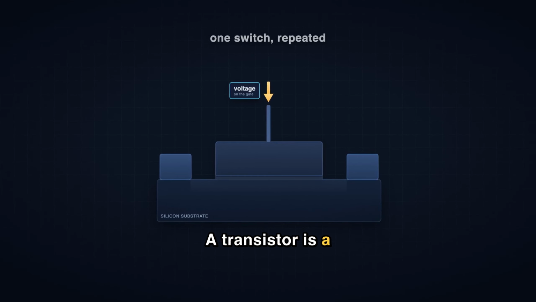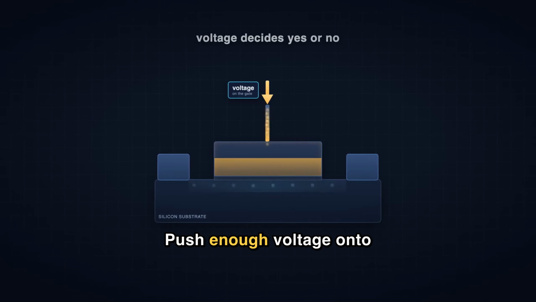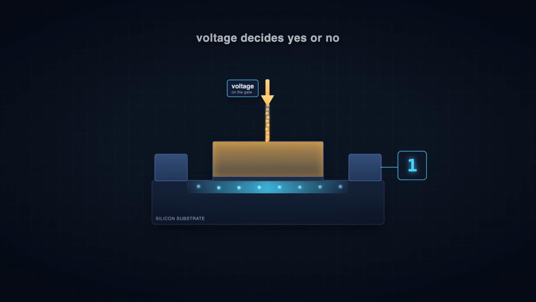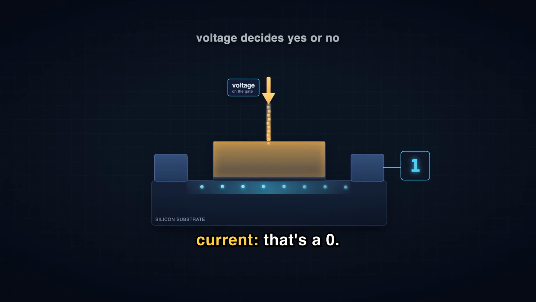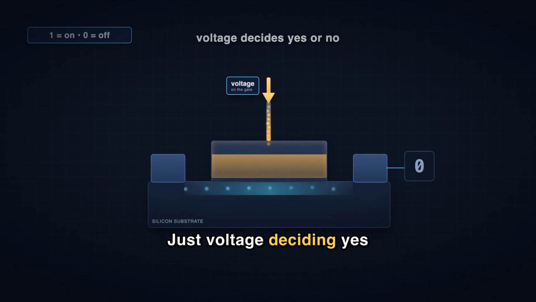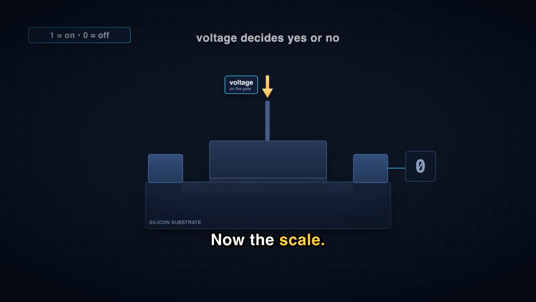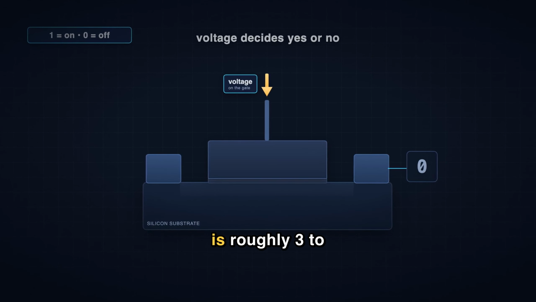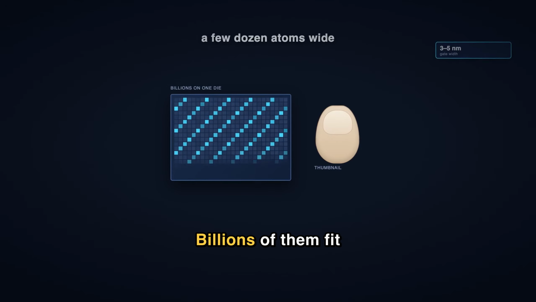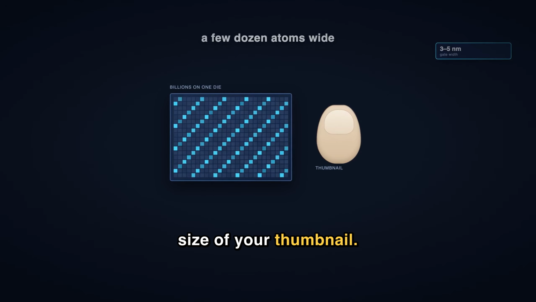A transistor is a voltage-controlled switch. Push enough voltage onto its gate above a threshold and current flows through, that's a 1. Drop below the threshold and it blocks the current, that's a 0. No moving parts, no lever. Just voltage deciding yes or no. Now the scale. A modern transistor's gate is roughly 3 to 5 nanometers across. That's a few dozen atoms. Billions of them fit on a chip the size of your thumbnail.